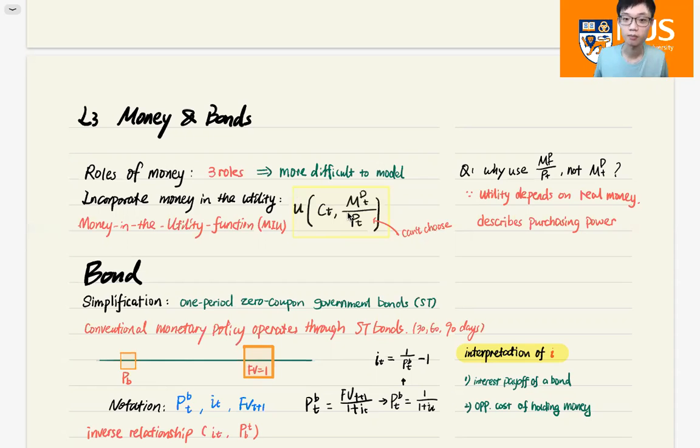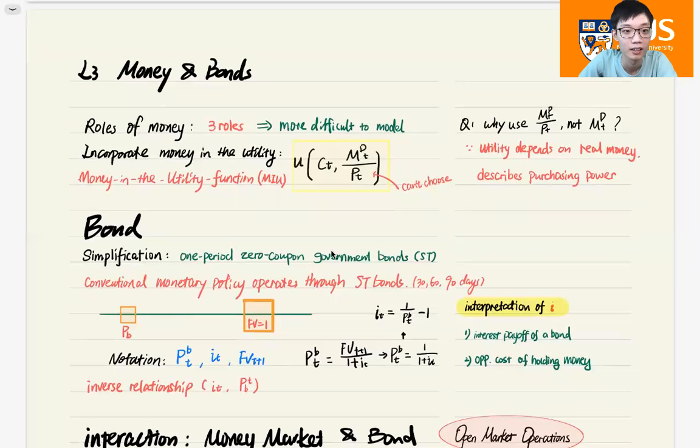We are using the notation U(C_t, M_t/P_t). The reason why we divide M_t by P_t is that we are going to use the real money demand, not the nominal money. The nominal money covers the price inflation and a lot of things. What we really want is the pure purchasing power we have, and what utility it can derive for us. This we call money in the utility function.